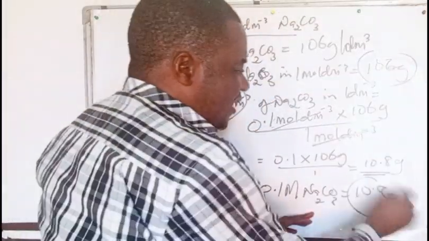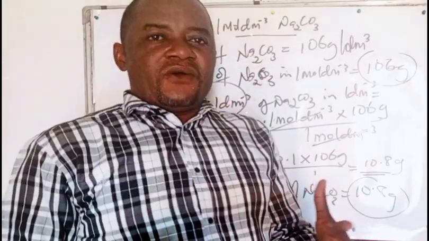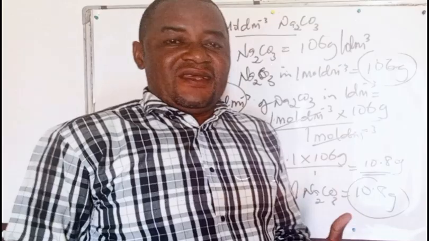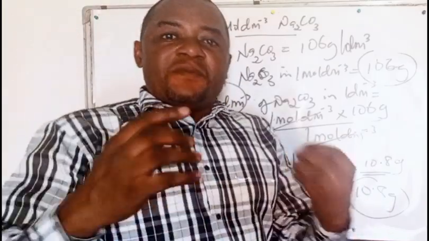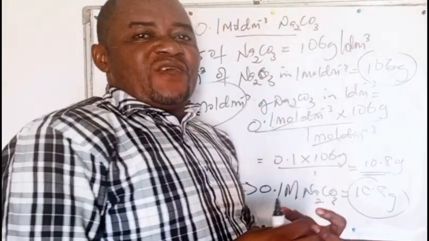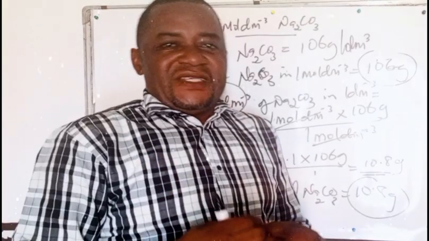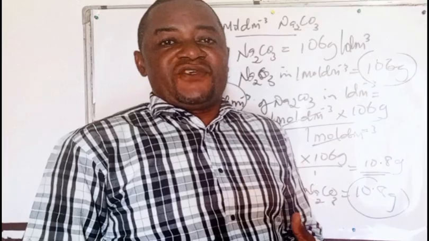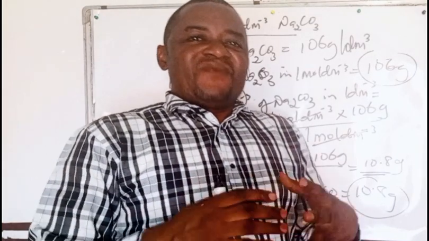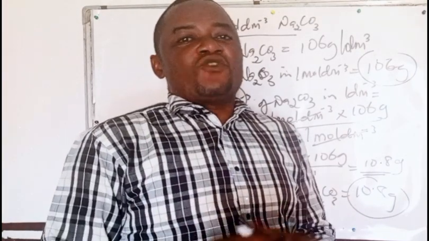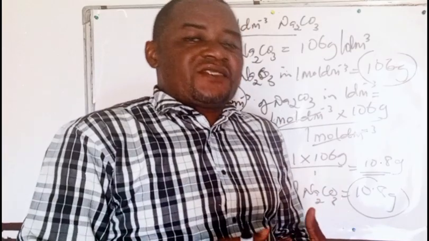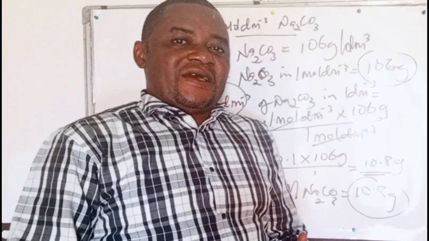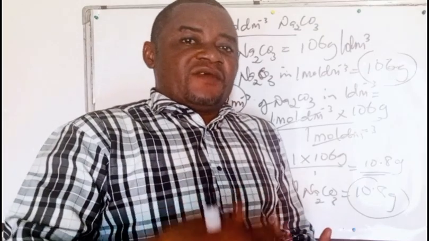So what you need to do now is to do what? Use your electrical weighing balance. Weigh 10.8 grams of the sodium carbonate pellet. Turn it into a beaker. Dissolve it and empty it into a 1 dm³ or a 1000 cm³ what? Volumetric flask. When you do that, rinse the beaker properly to make sure every part of this sodium carbonate is emptied into the volumetric flask.